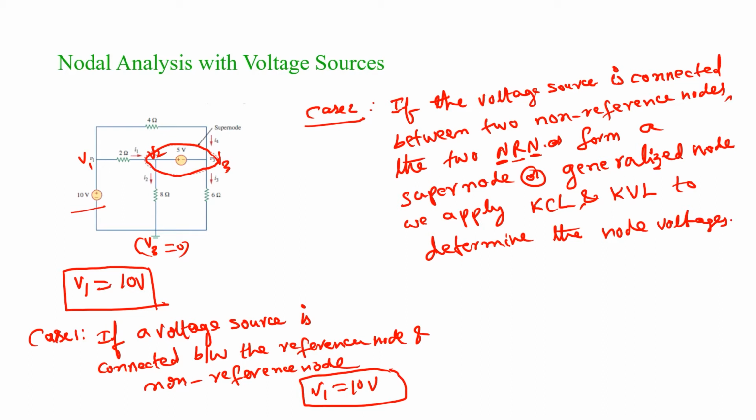So what does the case say? If the voltage source, here 5 volts, is connected between two non-reference nodes, then a supernode will be formed. How are we going to determine the node voltages? Just by applying KCL and KVL. So what is the supernode here?